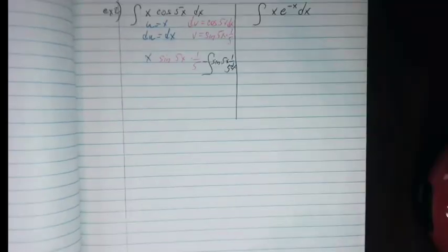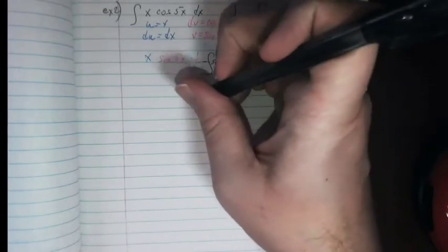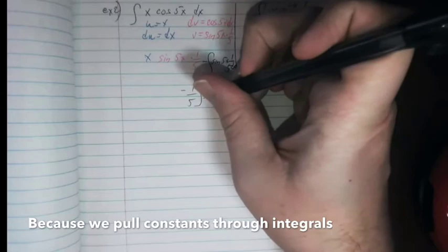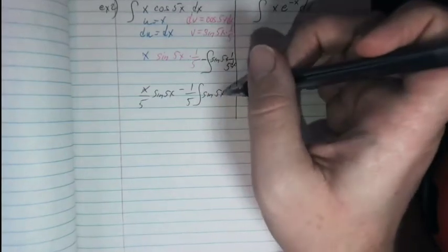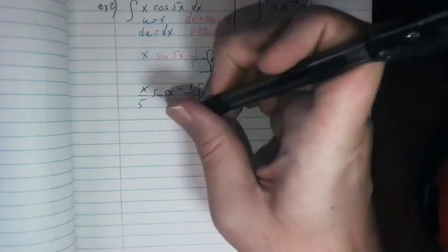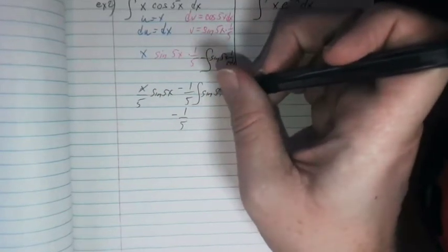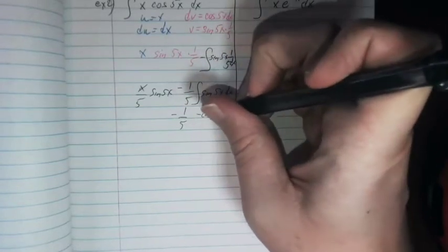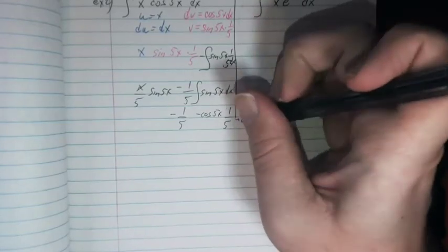All right, now we can simplify this a little bit. We can pull this 1/5 out. All this can just come on down. So I'm going to combine the x and the 1/5. And then we can integrate this easy enough. It's going to be really similar to what we've seen in the past. This 1/5 is going to come down. This is going to become a negative cosine of 5x. We need to undo this again, so it's still that. It's going to be plus c.